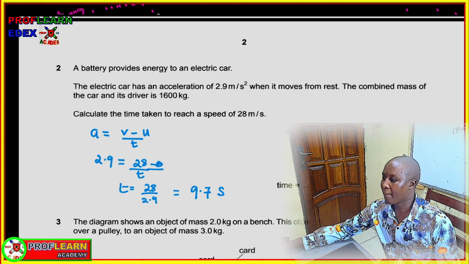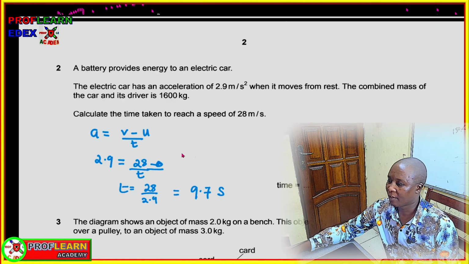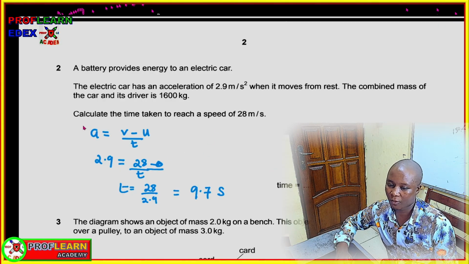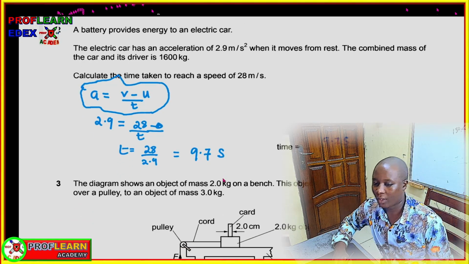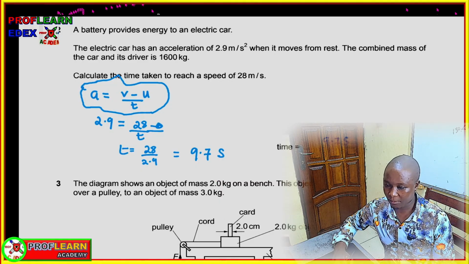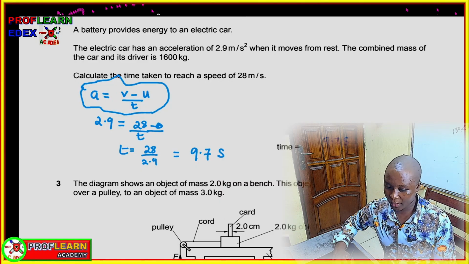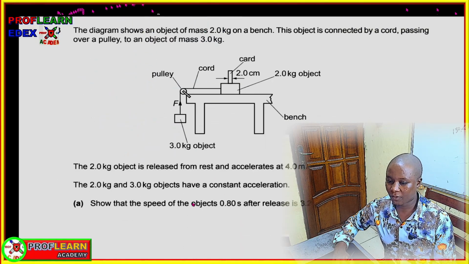So you must understand the formula and how to use the formula of acceleration. Acceleration is final velocity minus initial velocity over time taken. That is one area that you need to understand in general physics.